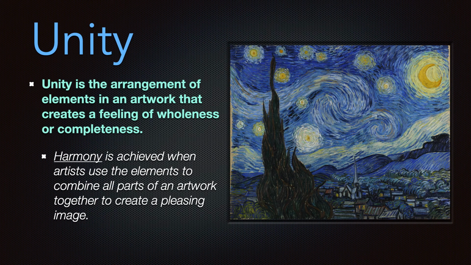Our last principle, unity. Unity is the arrangement of elements in an artwork that creates a feeling of wholeness or completeness. Notice Van Gogh's Starry Night. His artwork looks complete or unified because of the cool colors he used, the darker colors he used, his brush strokes, and the thick lines that we see that tend to move our eye around the painting.